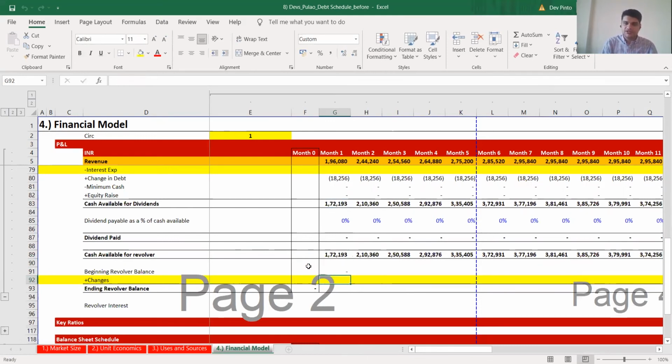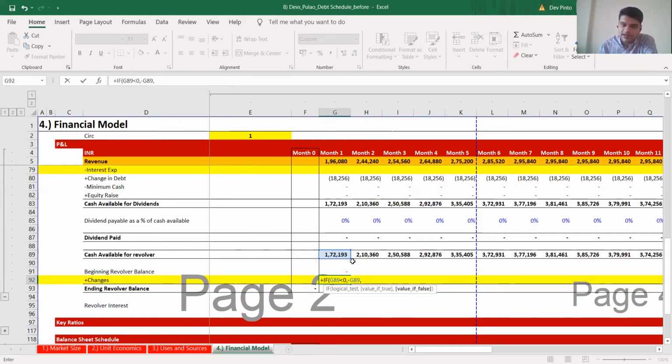So the changes will be: if this balance is less than 0, we will pull this balance. If this balance is greater than 0, then, and remember, it's possible that last month's balance was negative, but this month's balance was largely positive. And hence from the cash flows that I generated in this month, I can pay down the revolver balance that was drawn last month. So it will be minus of minimum of this and this, right?